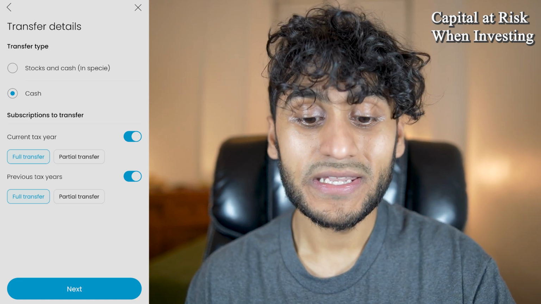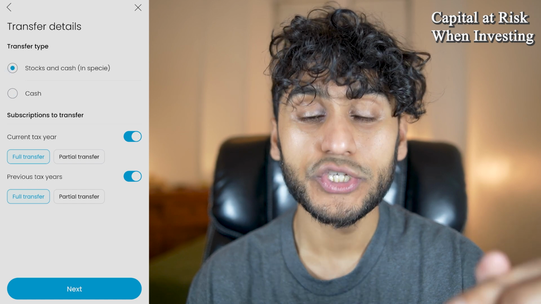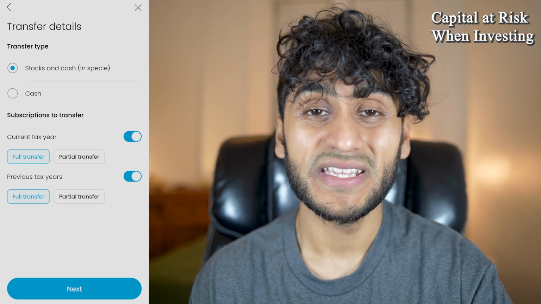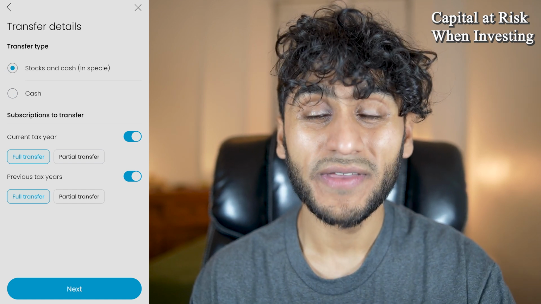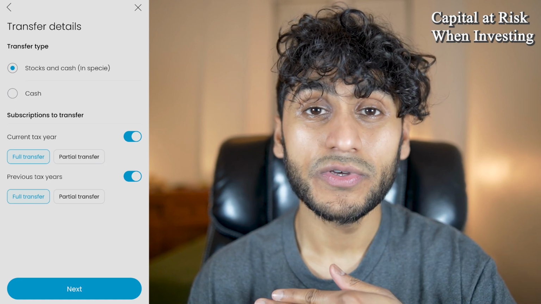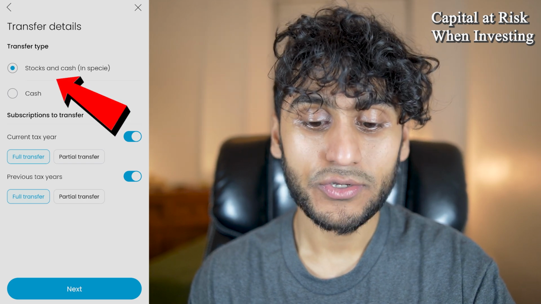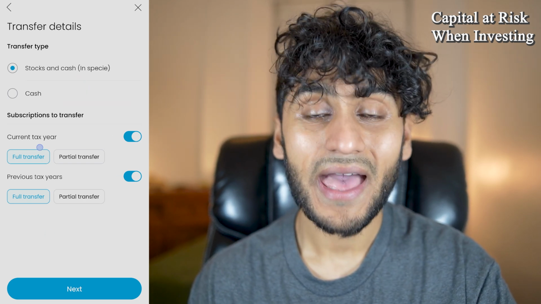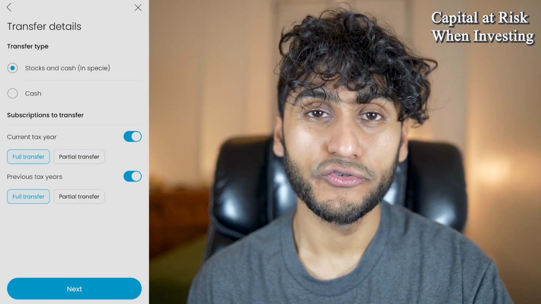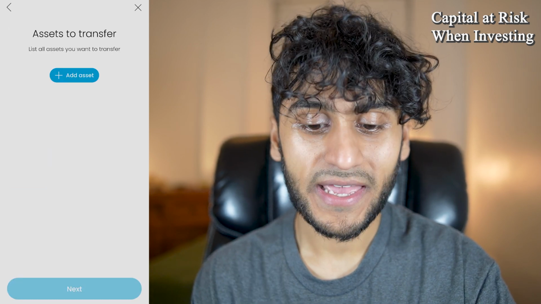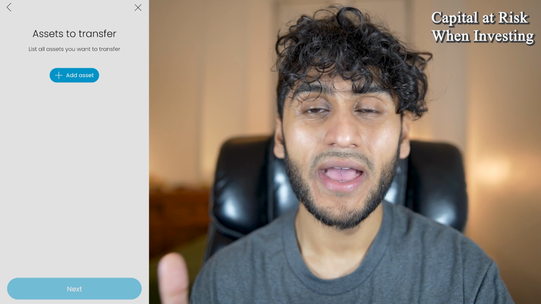But anyway, let's go into stocks and cash in specie to show how this will work, as cash is pretty simple. Just input the rough amount of cash that you have, and then Vanguard and Trading 212 should communicate together to sort everything out. So let's select stocks and cash in specie, leave everything at the bottom as it is, so we do a full transfer. Now here is where it gets complicated because you have to add all the assets that you have from Vanguard.